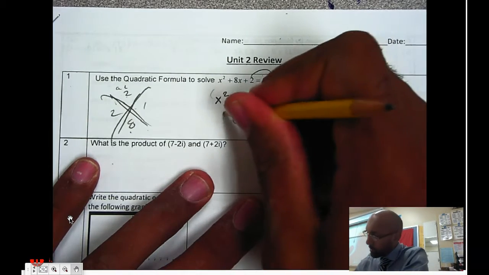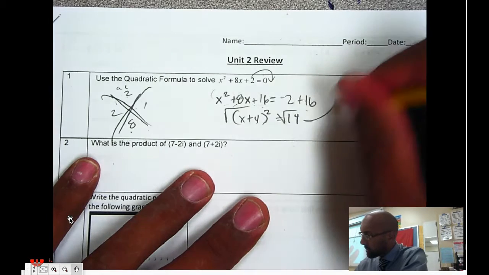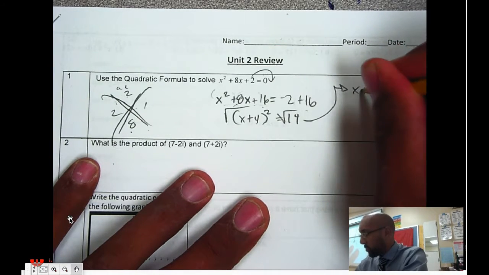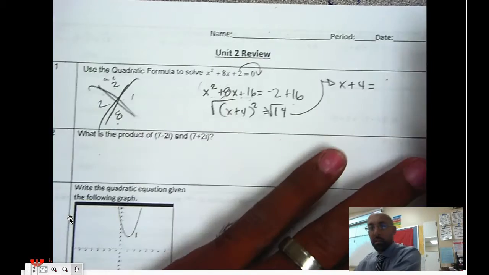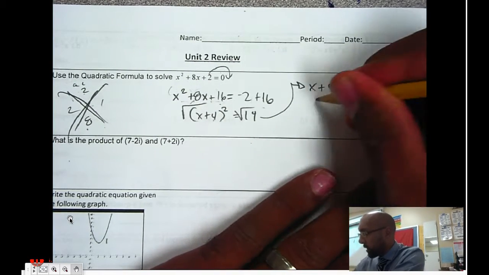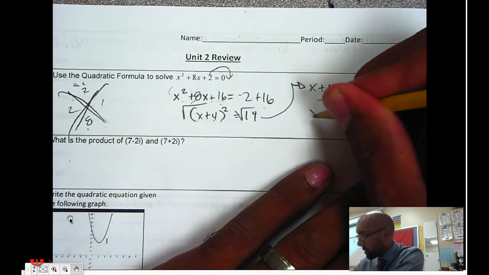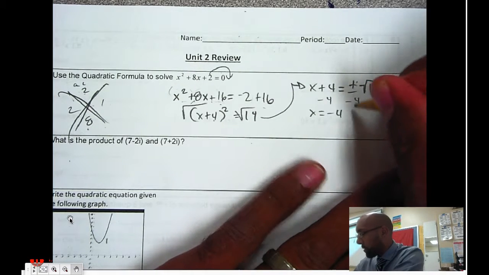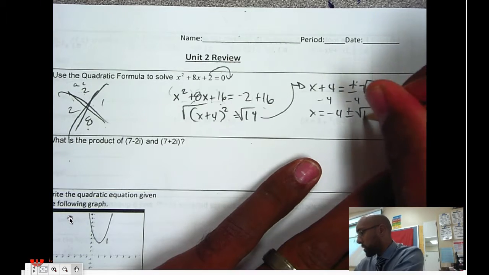And now we can just square root. Square root both sides. Okay, x plus 4 equals, okay, don't forget, plus or minus the square root of 14. Okay, then subtract 4 from both sides. You get negative 4 plus or minus the square root of 14.